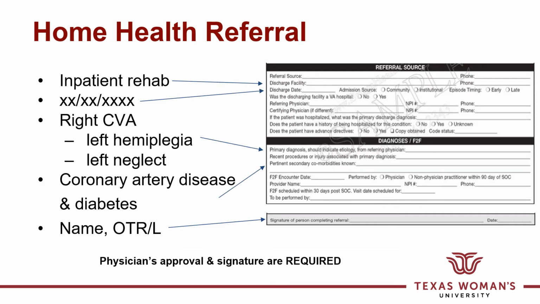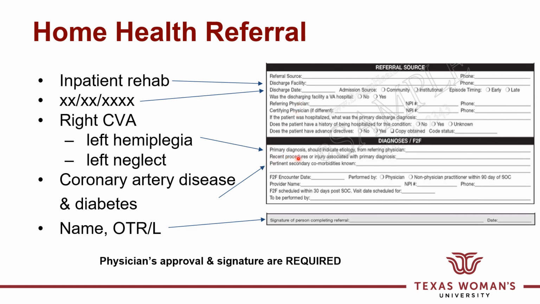Now we're going to talk a little bit more about home health referrals. Occupational therapists can establish initial eligibility for home health. As we saw in the previous slide, we would fill out our service recommendations. We would also fill out our referral source. So the discharge facility in Frank's case was inpatient rehab. His discharge date.